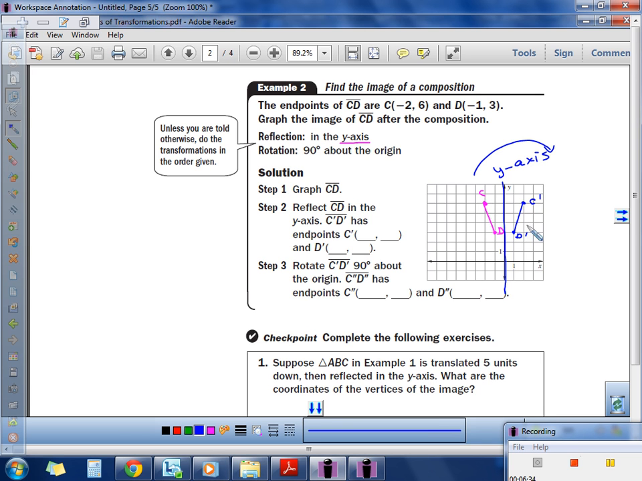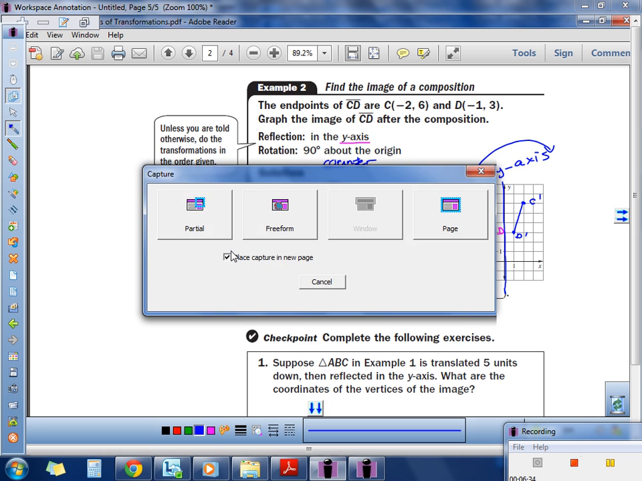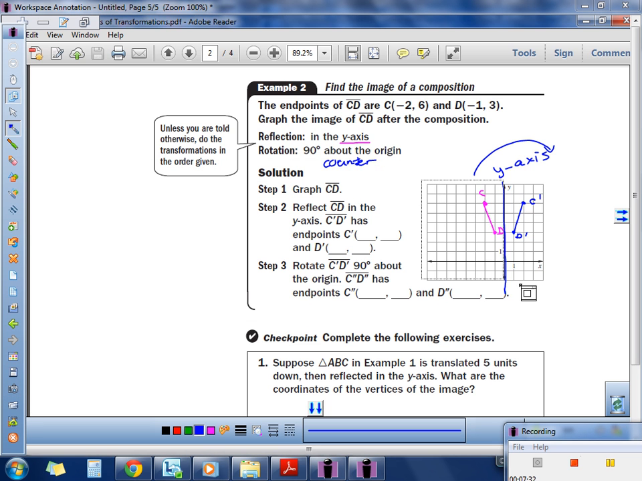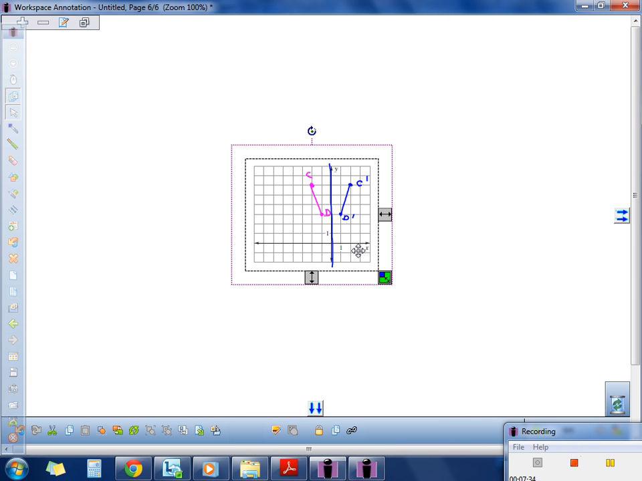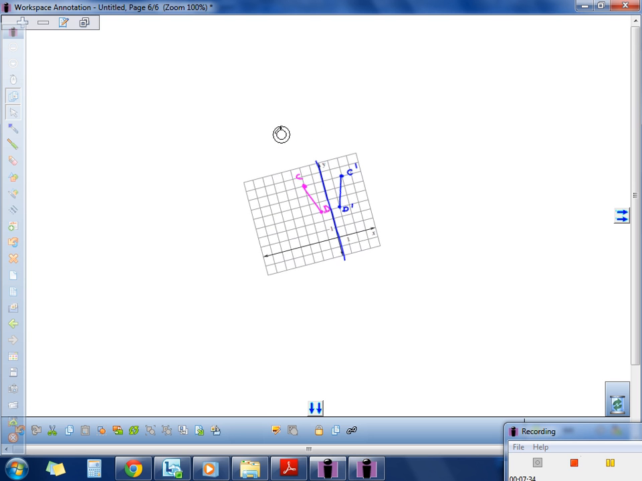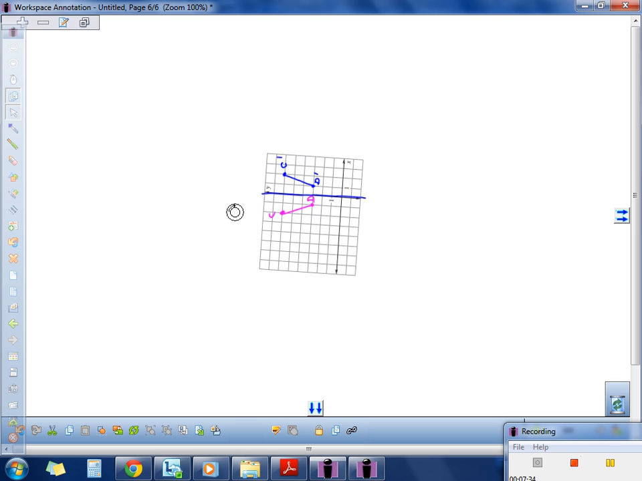Now to do the rotation 90 degrees, you need to remember when it doesn't say direction, we're going to assume counterclockwise, so be careful on that. So what I'm going to do, since I can't really rotate my paper, I got to take a picture of it real quick. And now I can rotate this picture. So it said rotate 90 degrees. So that's what we do with our paper. We grab our paper and we rotate our paper 90 degrees counterclockwise.